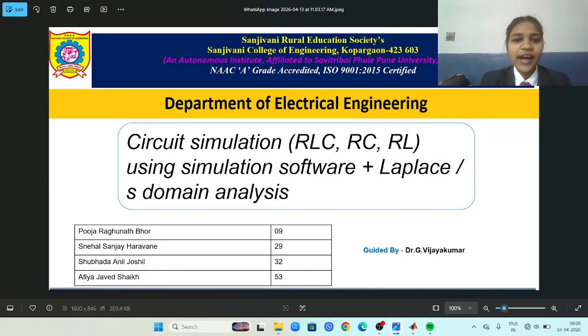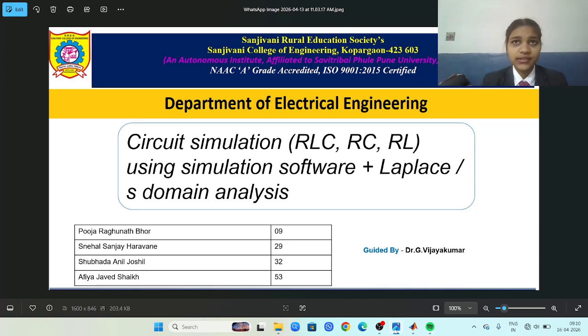Hello everyone. I am Pooja Bhol, and today I am going to present a short introduction about circuit simulation of RLC, RC, and RL using the simulation software and by the Laplace or the S domain analysis. These are my group members, and our topic is guided by our professor Dr. G Vijay Kumar sir. Let's start with the introduction about RL, RC, and RLC circuits.